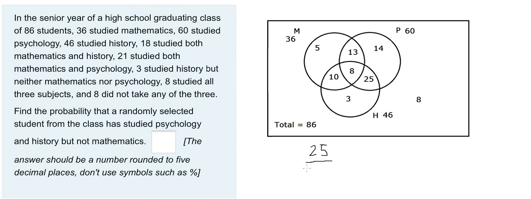And we need to divide 25 by 25 plus number 3 plus number 14. Because 25 represents those who study psychology and history but not mathematics. Number 3 and number 14 are just like the total students who study psychology or history but don't study mathematics. So we divide this one in here and we get the final answer, and you get about 25 over 42. That's it, the end.